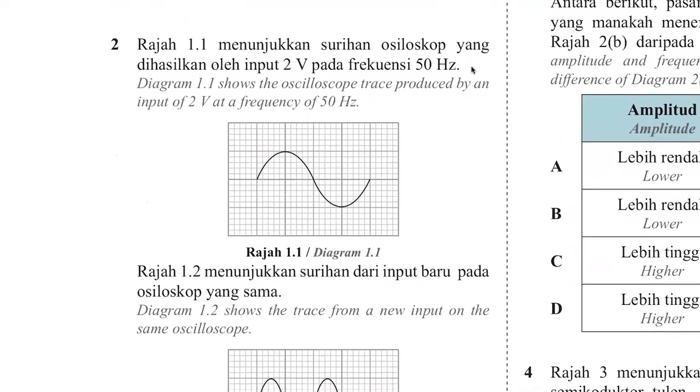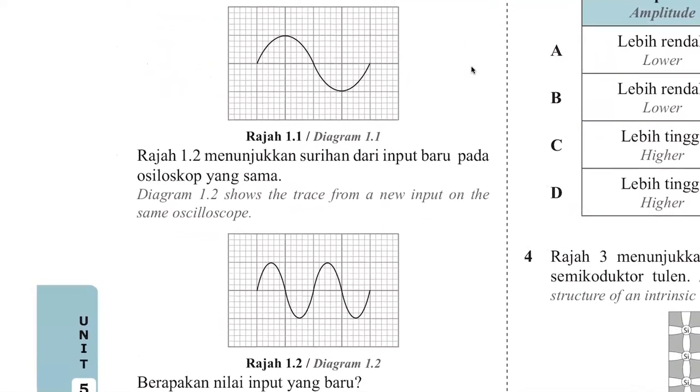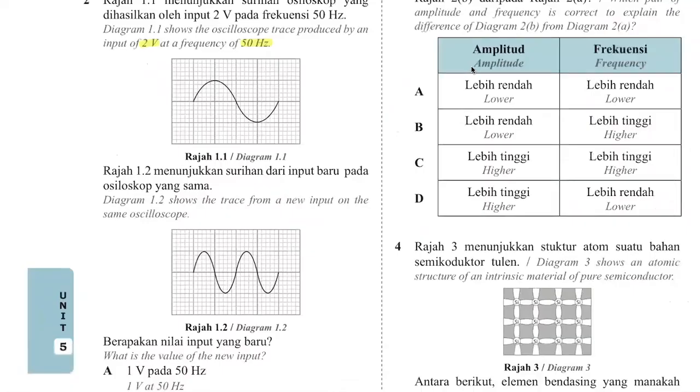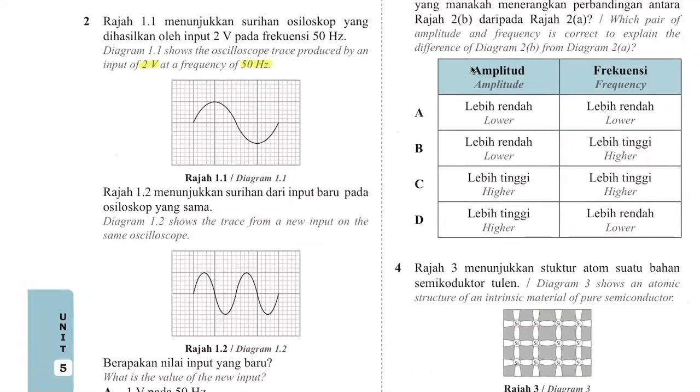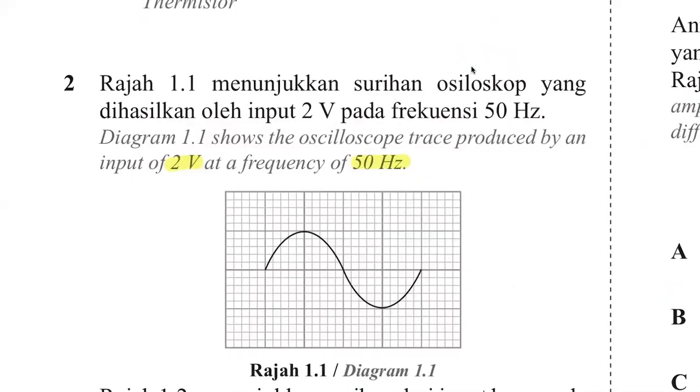Diagram 1.1 shows the oscilloscope trace produced by an input of 2 volt at a frequency of 50 hertz. Diagram 1.2 shows the trace from a new input on the same oscilloscope. Okay, so what is the value of the new input? Now, this one, the original diagram, input of 2 volt.